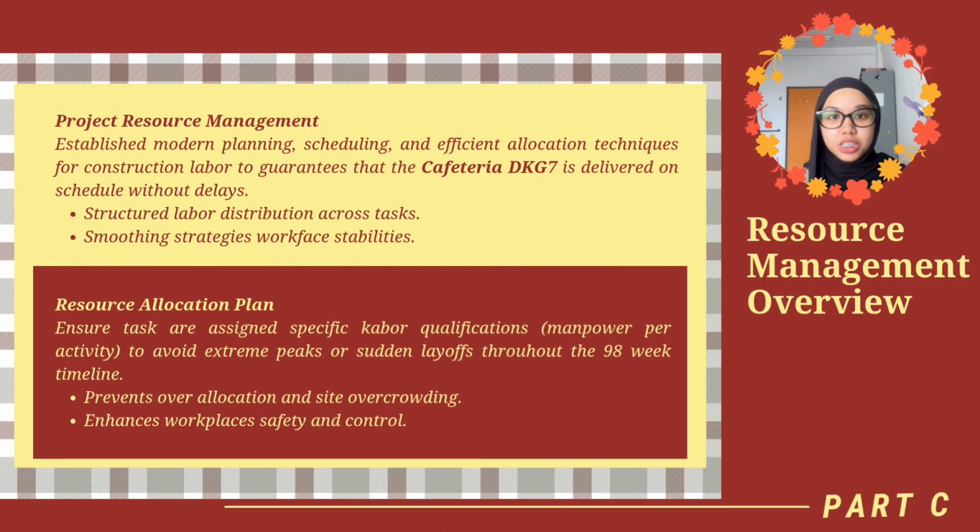Next, we will look into Part C of our project, focusing on project resource management for the Cafeteria DKG7. Our primary goal here is to establish modern planning, scheduling, and allocation techniques for our construction labor. By implementing structured labor distribution and smart resource smoothing strategies, we guarantee that the cafeteria is delivered strictly on schedule without any costly delays.